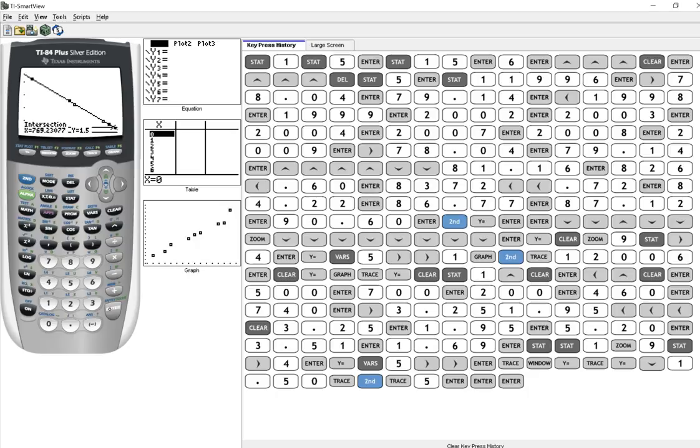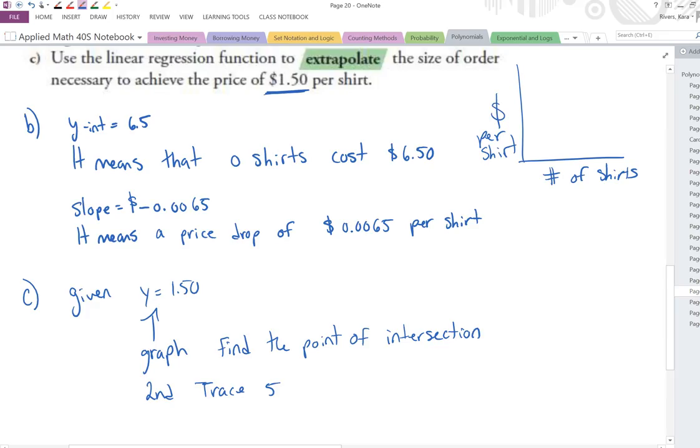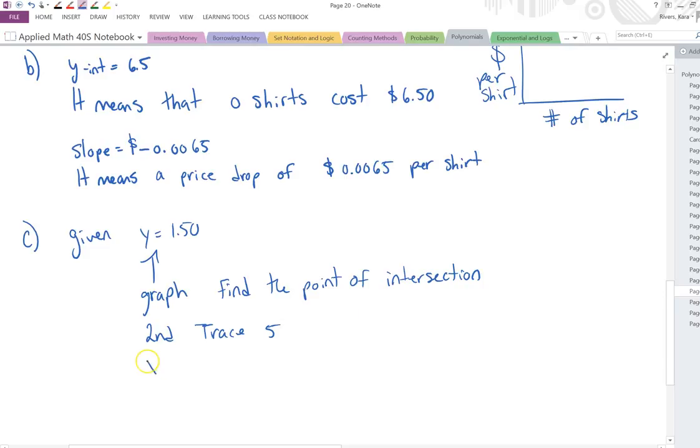And it's giving us that if we want to pay $1.50 per shirt, we need to buy 769.23 shirts, which would mean 770 shirts. So we found that corresponding X value to be 769.23, which means 770 shirts will cost $1.50 each.